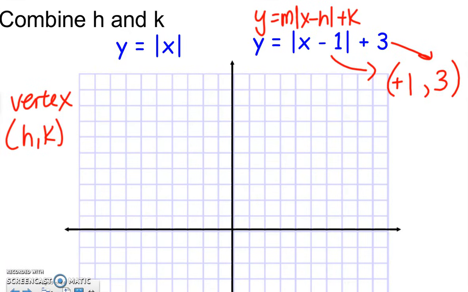So the next thing I'm going to do is graph that vertex and go over 1, up 3. So there is my vertex. So now I can do my slope, which is just a 1 over 1, and go up 1 over 1, up 1 over 1. So once you have that vertex, you're just going to do your slope from those 2 points.